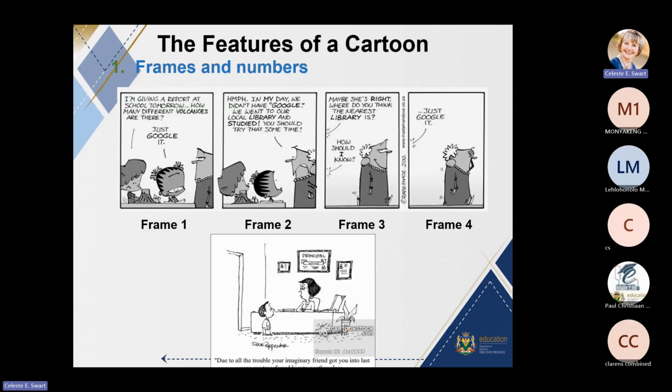When we look at a cartoon, it's sometimes a single picture and sometimes more than one picture. If it's more than one picture, then it will be numbered. Then we call them frames, and they are numbered. Frame number 1, 2, 3, and 4. So when you get questions, and they ask you to identify something or discuss something in a specific frame, you'll know that that's what you have to look at.